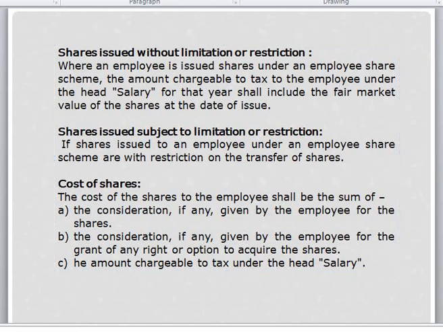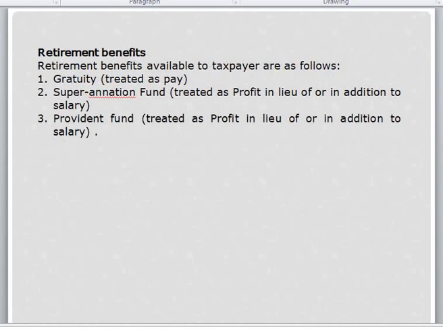Now next one is the retirement benefit. Retirement benefits available to a taxpayer are the following: gratuity, superannuation fund and the provident fund.